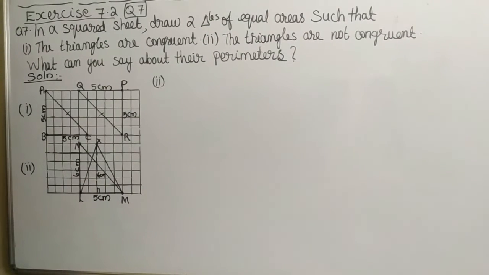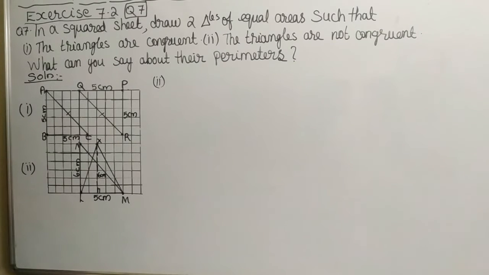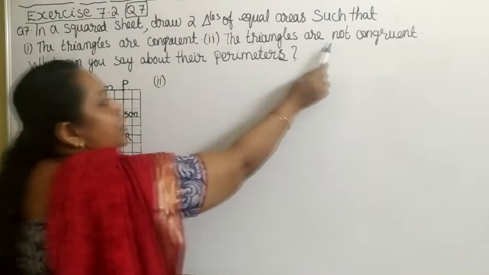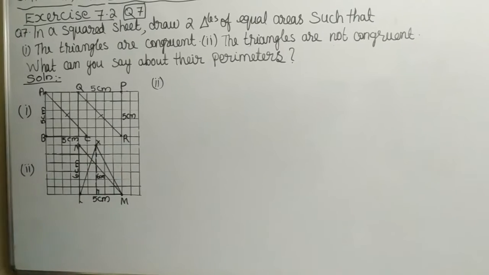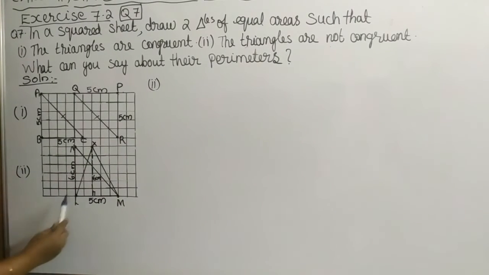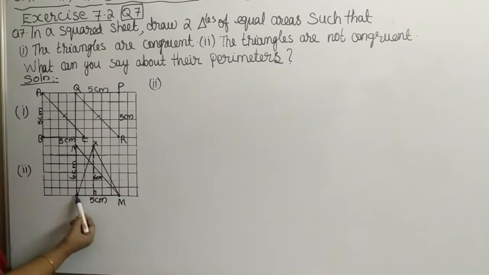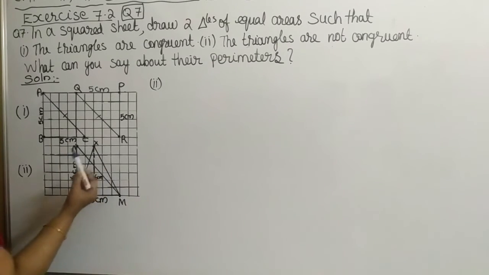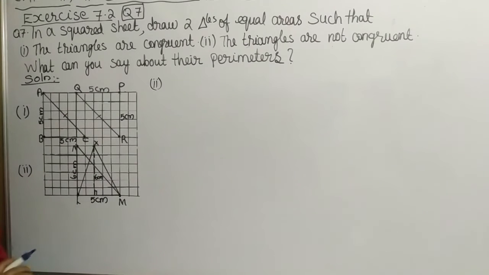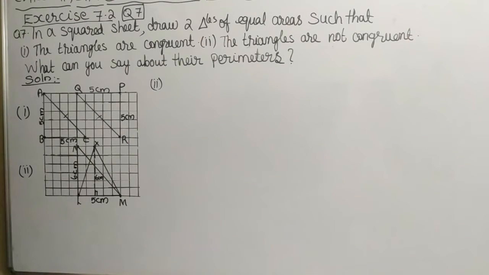Now see the second part of the question. We have two triangles with equal areas, but the triangles are not congruent. So the figure will be like this: triangle LMN and triangle LMX. This is the figure we have to draw. Clear? Now we can check whether they have the same areas or not.